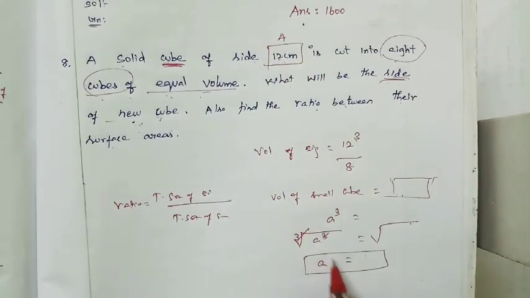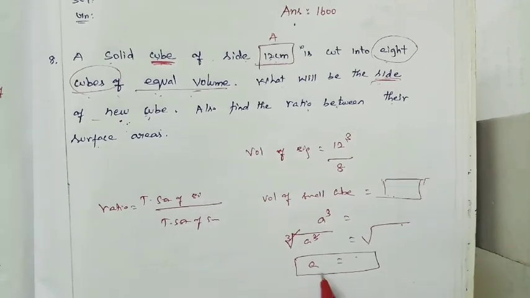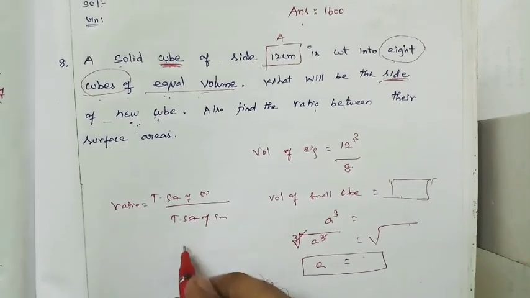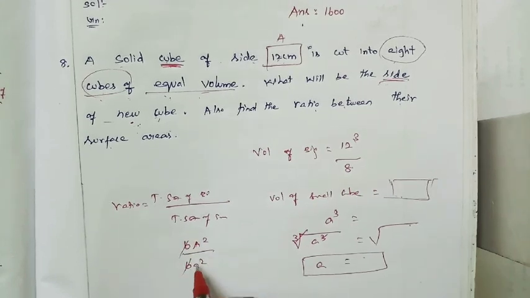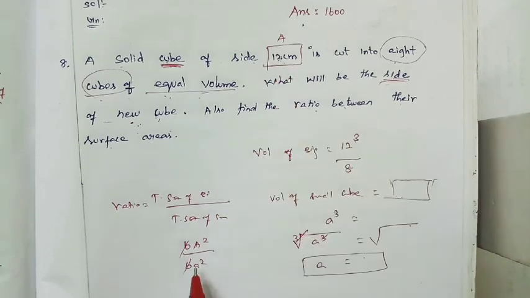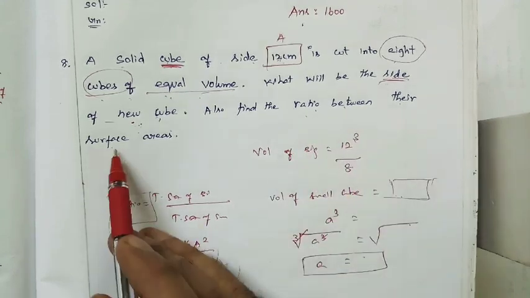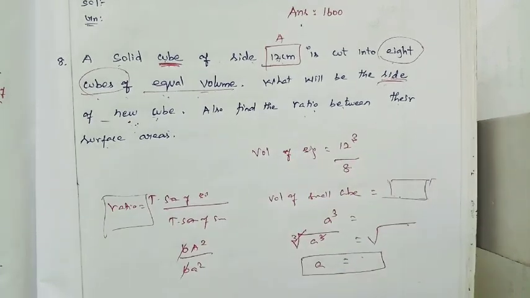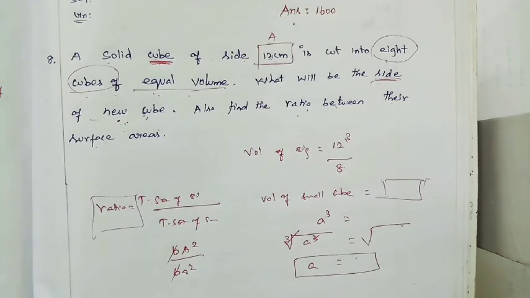And while you are finding the side of a small cube, that you can assume as a small a. So 6 capital A square divided by 6 small a square. 6 will get cancelled. You know A, what is A? 12 centimeter. And find the small a and substitute and simplify. You will get ratio between their surface areas. So you can take sum number 7 and sum number 8 as a homework.